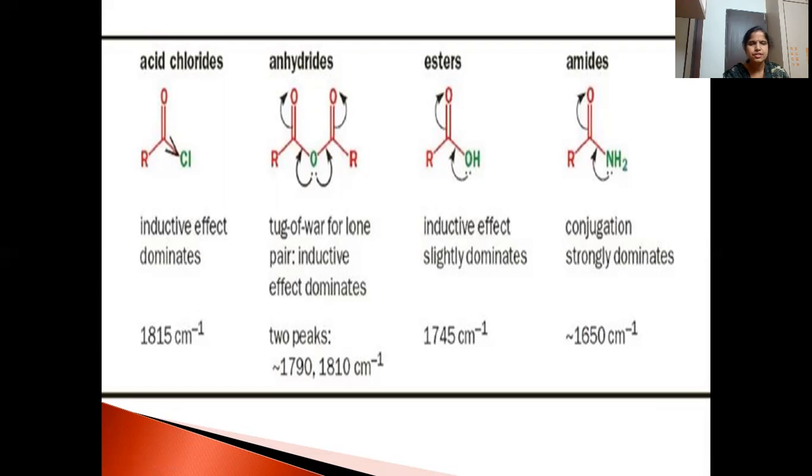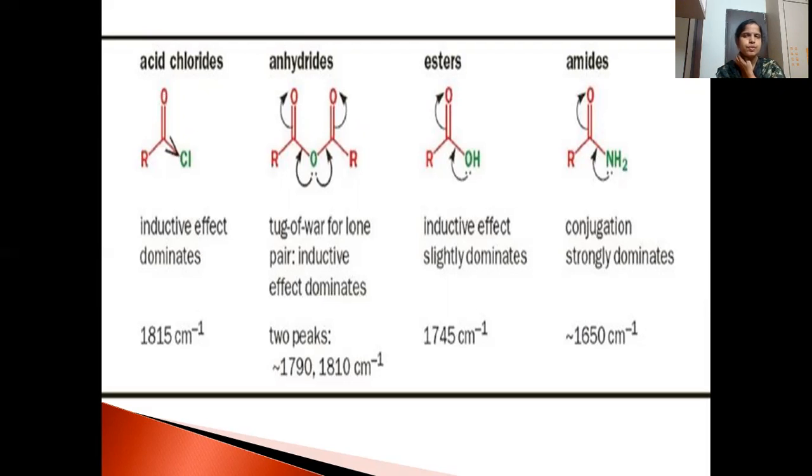These are the different functional groups we are showing: acid chlorides, anhydrides, esters, amides. In acid chlorides, chlorine is attached at the carbonyl group, and it shows a minus I effect. So the minus I effect dominates in this case. When the minus I effect is there, the C=O will come closer, that is, the C=O bond length will decrease.